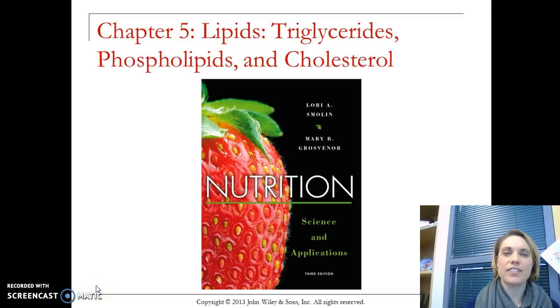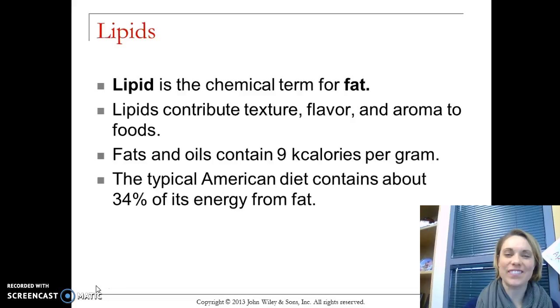This is Chapter 5, Lipids: Triglycerides, Phospholipids, and Cholesterol from Smolin's Nutrition Science and Applications for Nutrition 230. So when we look at lipids, lipid is the chemical term for fat. It contributes texture, flavor, and aroma to foods.